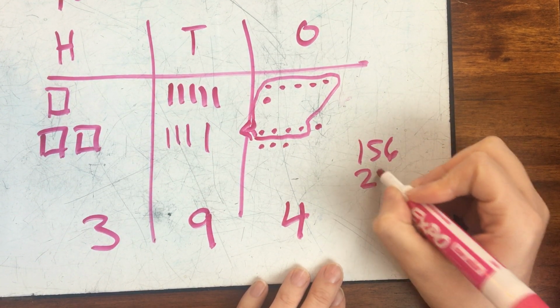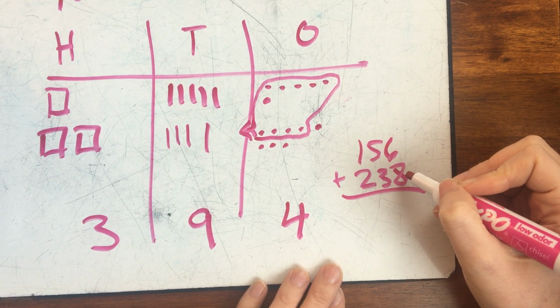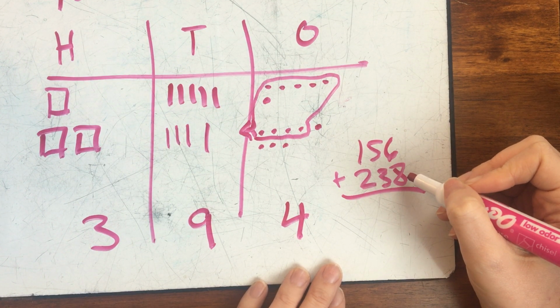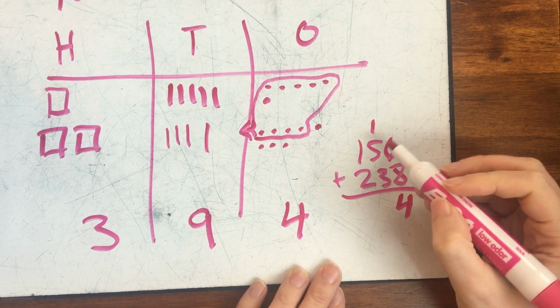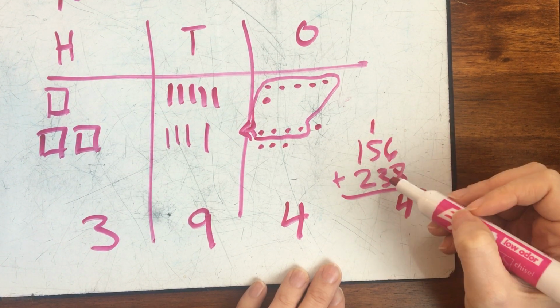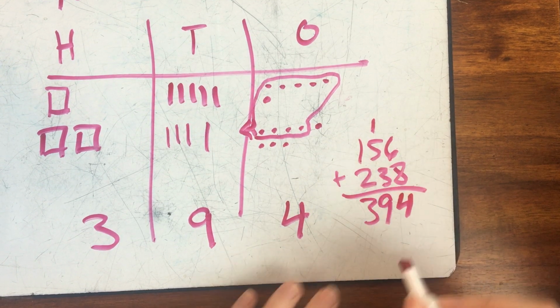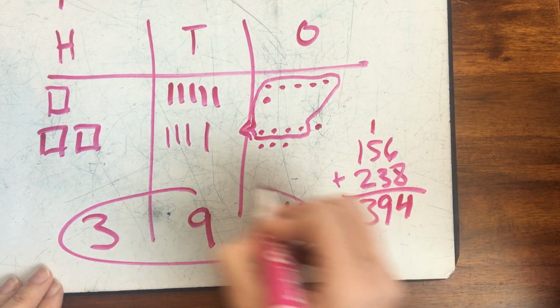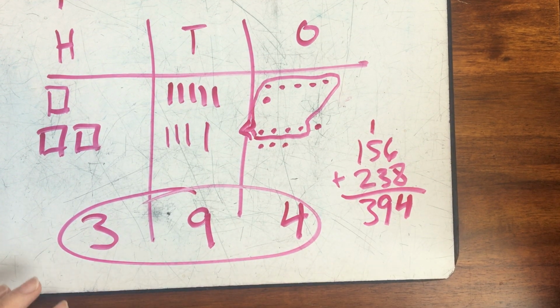Here's what that looks like using the vertical method. 156 plus 238. If I add 6 plus 8, it makes 14. I take out the 10, put the 4 ones down here, and then I move on to the tens place. 1 plus 5 is 6, 6 plus 3 is 9, and then 1 plus 2 is 3. So I got the same answer, 394. Let me show you one more time.